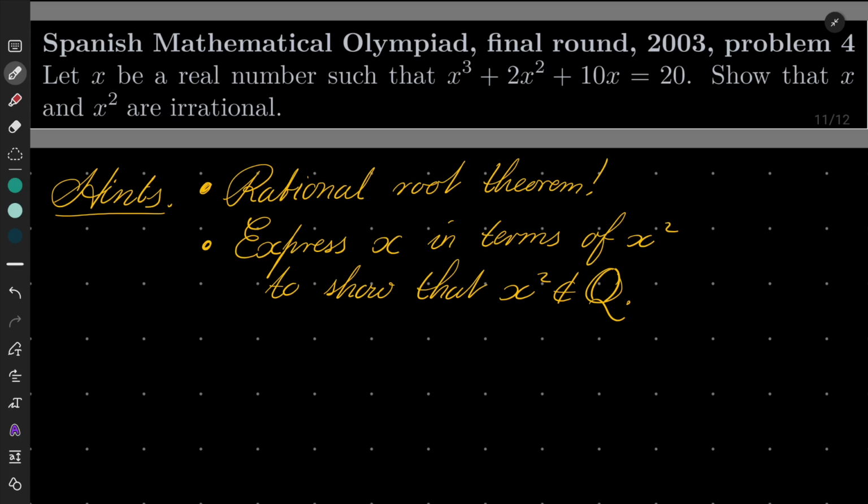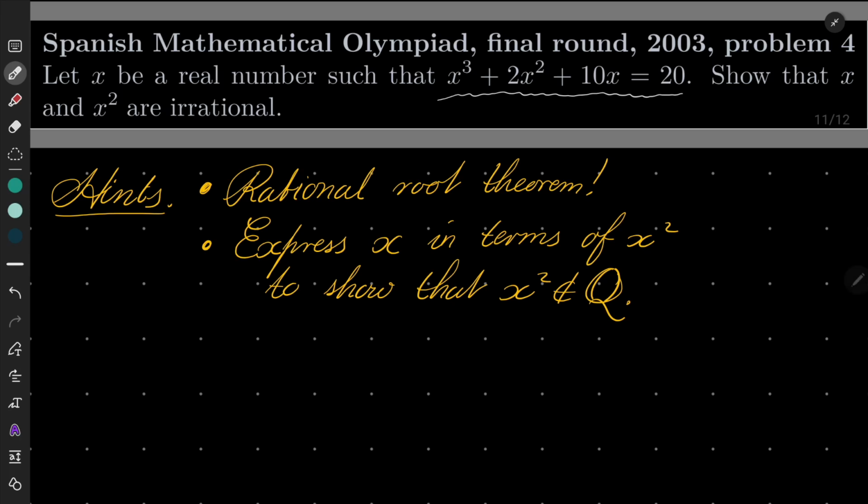Problem number 4. Let x be a real number such that x cubed plus 2 times x squared plus 10x equals 20. Show that both x and x squared are irrational.